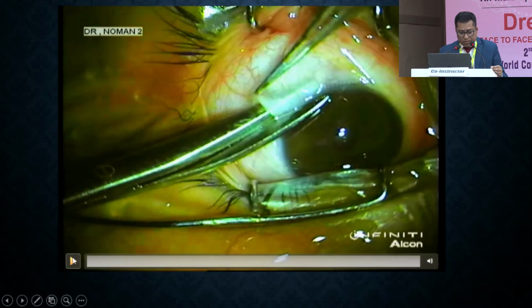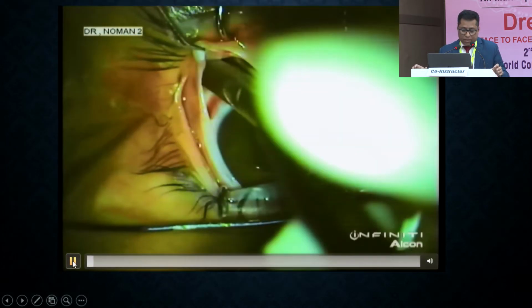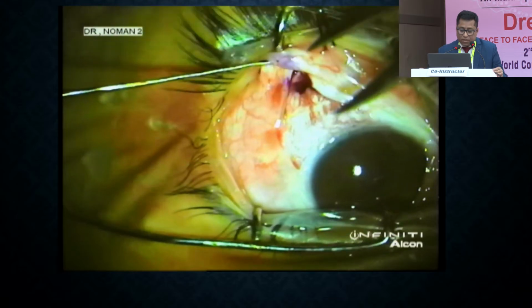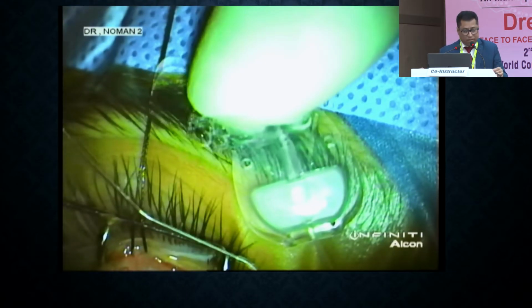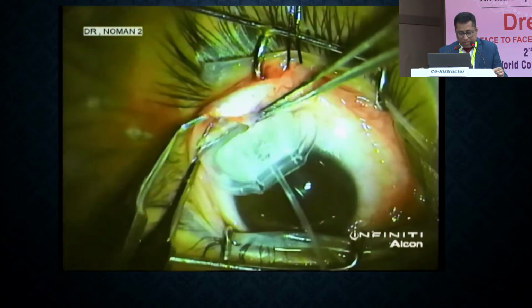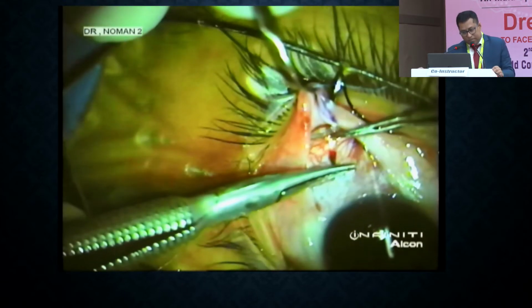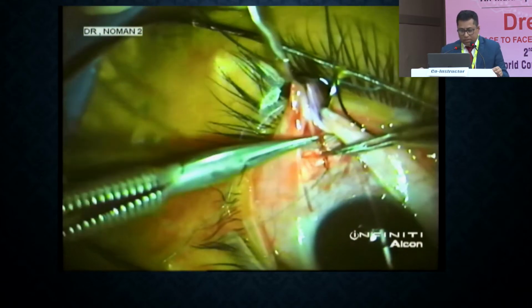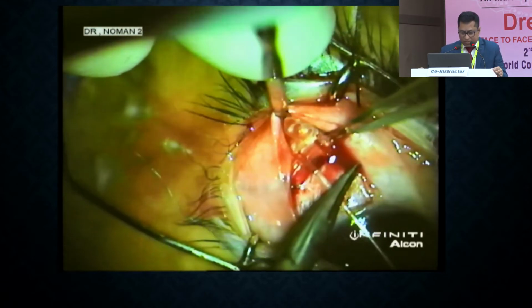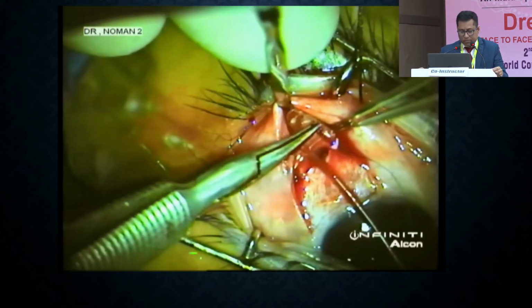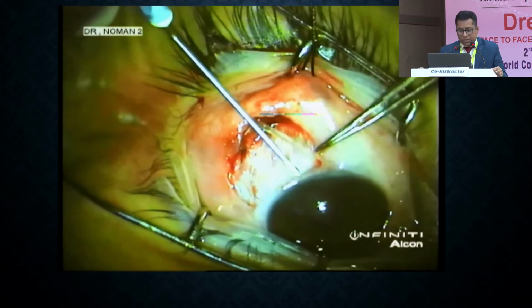This is another case of a very complicated glaucoma patient. Underwent cataract surgery followed by raised intraocular pressure. I did the tube implantation in such a case, Ahmed valve implantation.